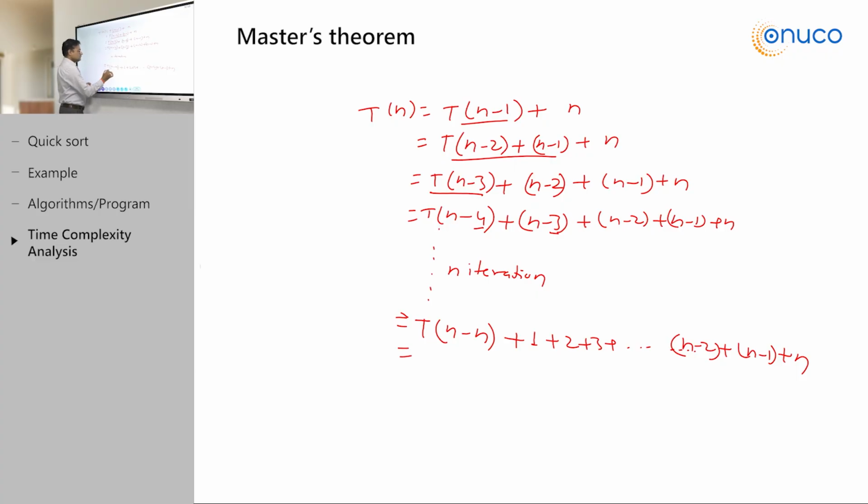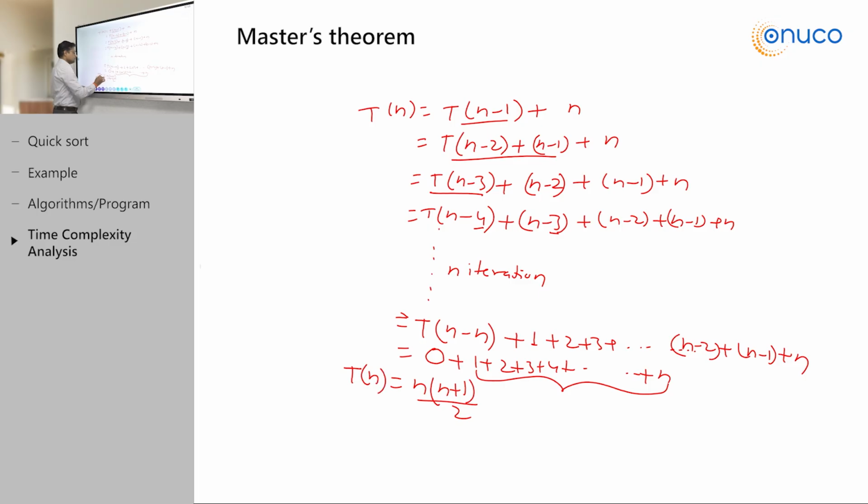N minus n becomes 0, hence T of 0 is constant. What are you getting here, friend? 1 plus 2 plus 3 plus 4, up to n. This is the sum of n natural numbers, hence the time complexity is n into n plus 1 divided by 2. Hence n into n plus 1 divided by 2 is quadratic. So, we can say that T of n is equal to theta of n square.